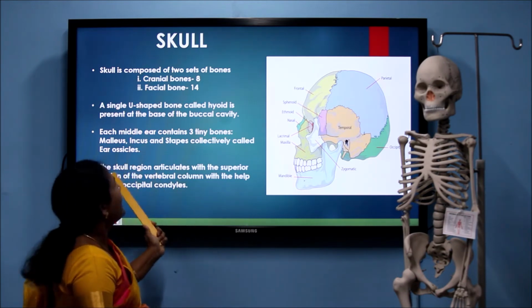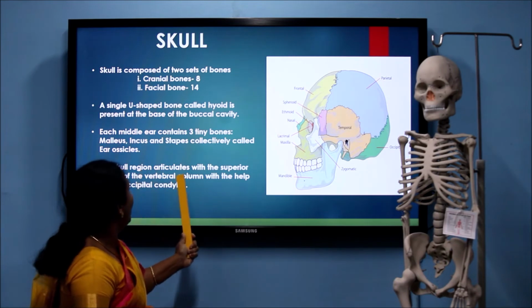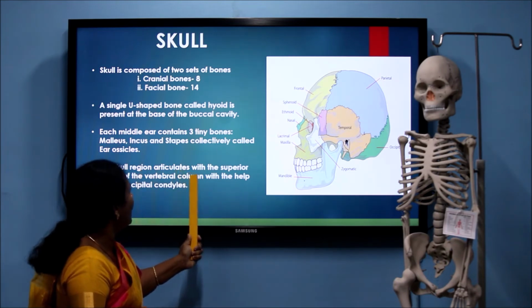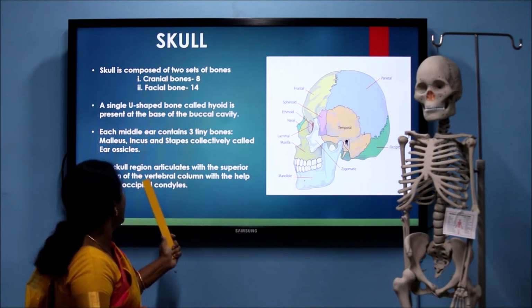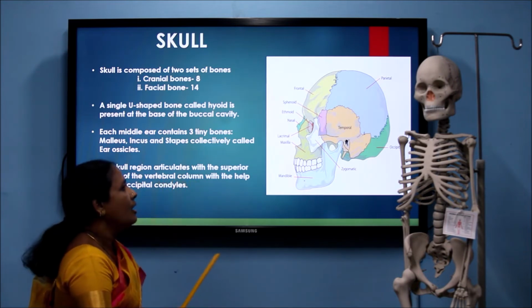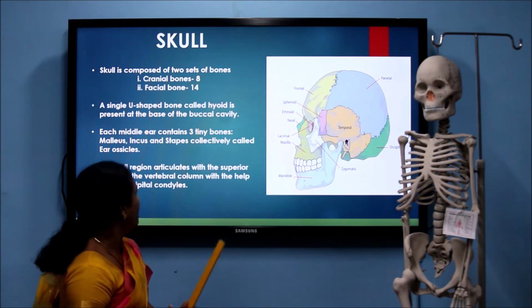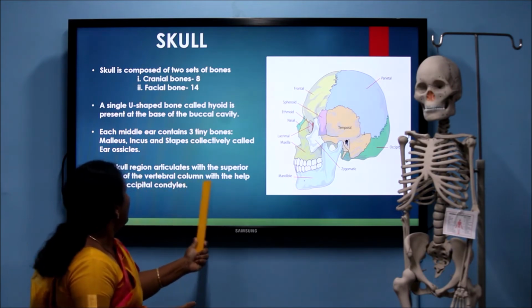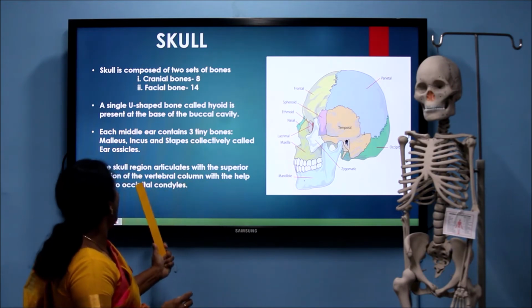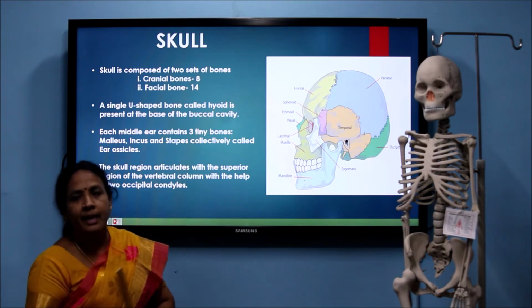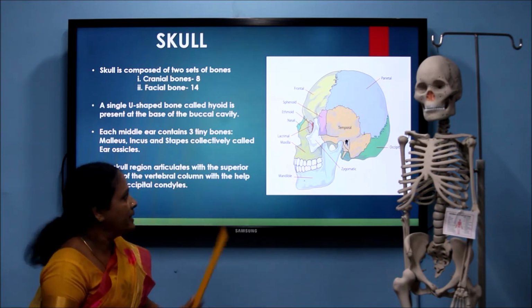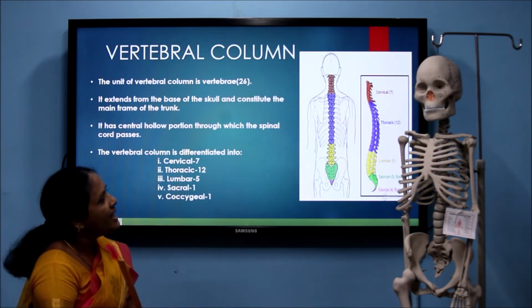Then the skull articulates. The skull region articulates with the superior region of the vertebral column. Articulates means it moves. It moves with the vertebral column with the help of two occipital condyles. So this is about the skull.